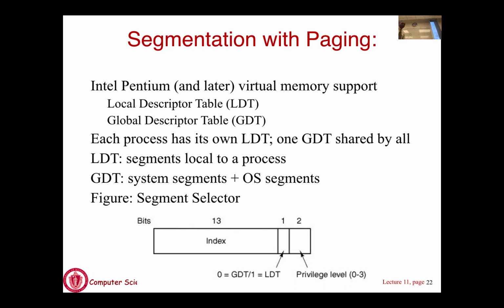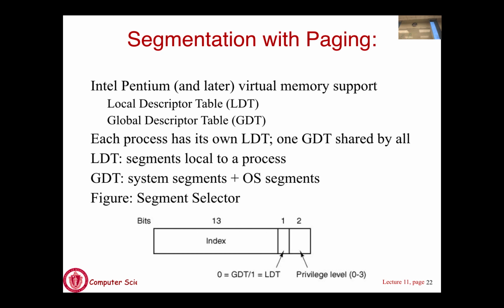So, let us talk a little bit about segmentation. As far as Intel processors are concerned, there are two tables that are kept in hardware. There is the local descriptor table and there is the global descriptor table. They do not call them segment tables, but essentially the segment table is called the descriptor table in Intel architecture lingo. So, this is a name for segment tables, but they call it descriptor.